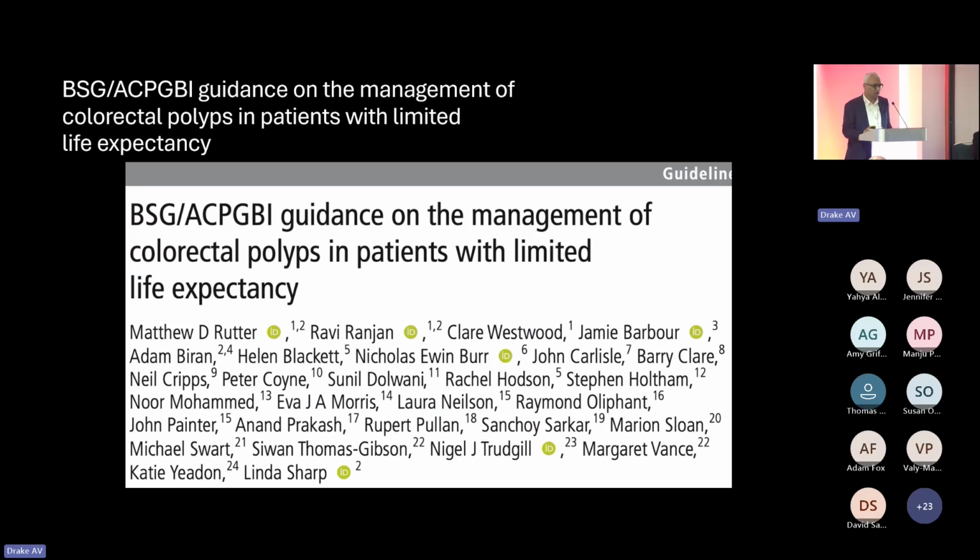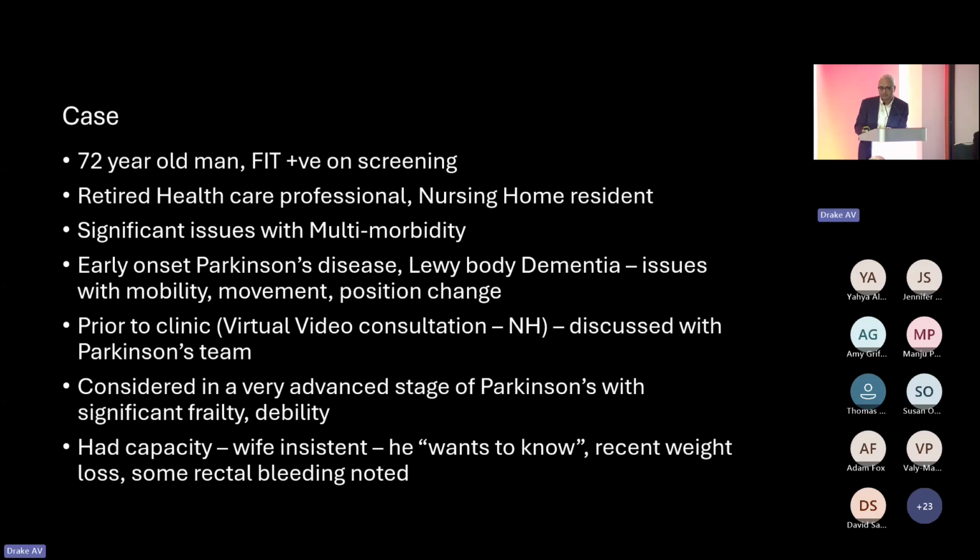I'm going to move on now to the second guideline, and I hope you all find this also extremely helpful. This was led by Matt Rutter, and this is on the management of colorectal polyps in people with limited life expectancy, increasingly an issue that we all face in our clinics. So let me just start with a case very quickly. This is a 72-year-old man who was FIT positive on screening. He's a retired healthcare professional himself. He's in a nursing home. He's got significant issues with multimorbidity, early onset Parkinson's, Lewy body dementia, mobility, movement, position change, all really, really difficult.